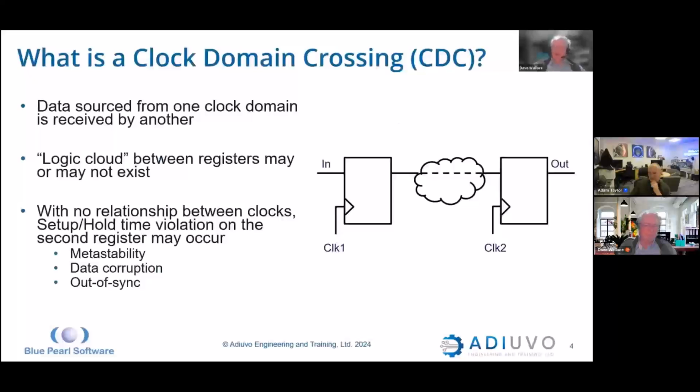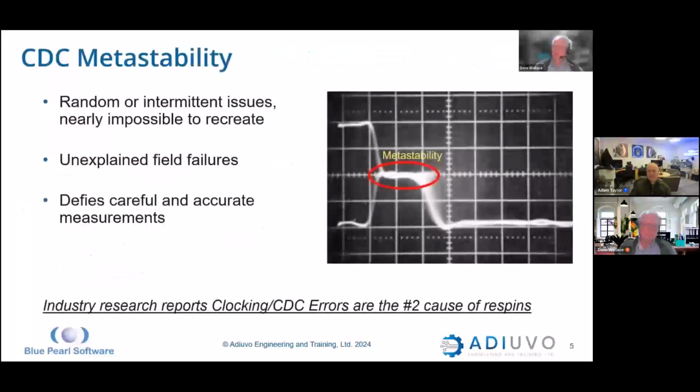So what is a clock domain crossing? Basically, it's any time you have data that's sourced in one clock domain and received by another. There may be a logic cloud between them, there may not. But if you can't determine the relationship between these clocks, you can't guarantee that setup and hold time violations don't occur on that second register. That can cause various kinds of problems, primarily metastability, which can lead to data corruption. You can have data values being out of sync. This is something that needs to be addressed. So what do we do? Well, metastability is the major problem that we're trying to address in CDC analysis.